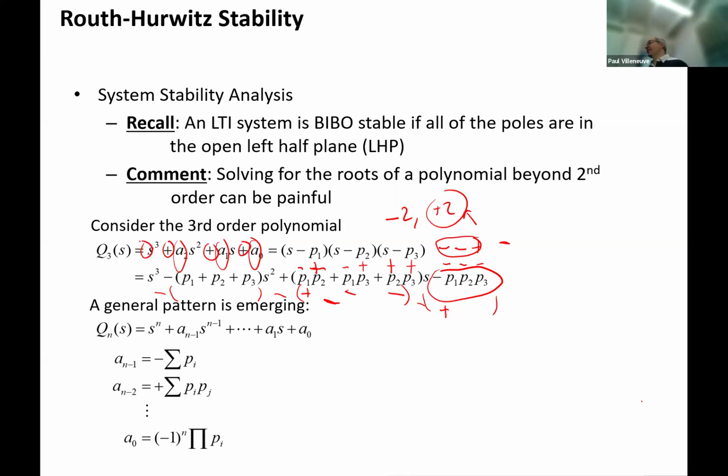That's called a necessary but insufficient condition. Because as we said right over here, if only one of the poles, P1, P2, or P3, is negative, then I end up with a negative number over here. But what if I have two poles that are negative? Then I can have a positive number there. So that's why it's necessary, but not sufficient.